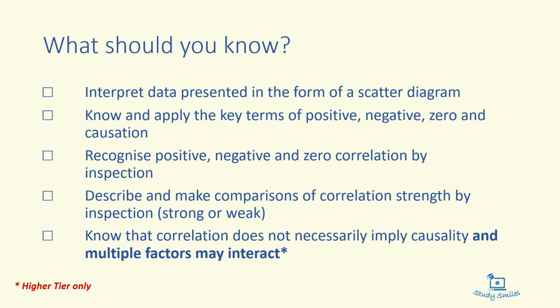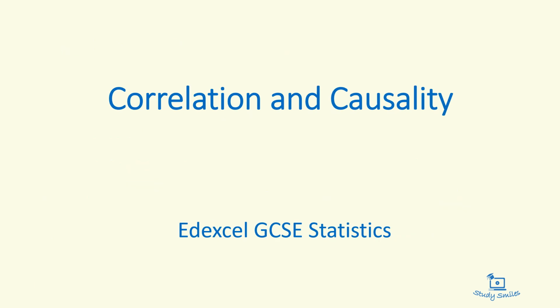We will continue to refer to scatter diagrams and the types of correlation in the lessons during the rest of this unit, so you will get lots more practice. For now though, that's it on correlation and causality, so have a go at the questions in the quiz that follows this lesson.